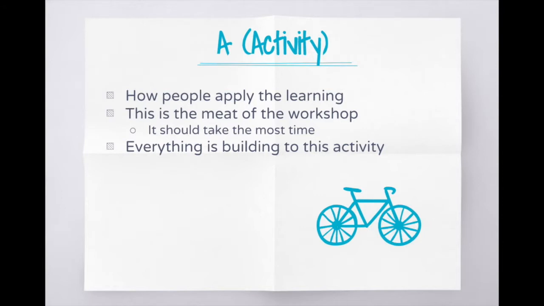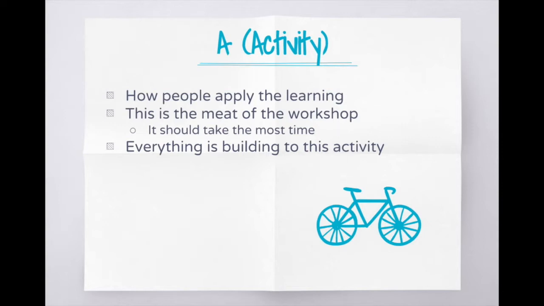The activity is how people apply the learning that you gave them in the content. This is the meat of the workshop. It should take the most time. If you're doing an hour-long session, this should probably take 20 to 30 minutes. Everything before is building to this activity, and you're giving people the opportunity to try out these new skills, this new information that you've presented.